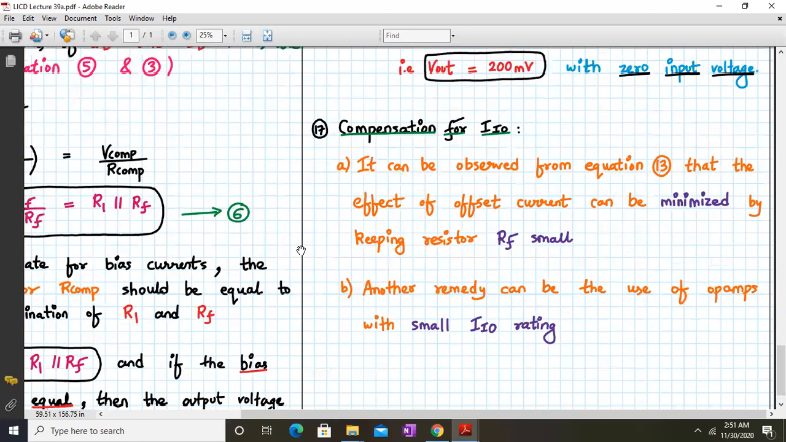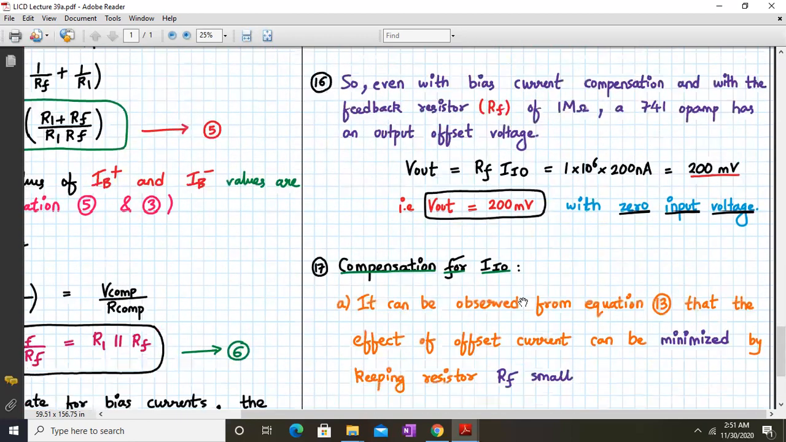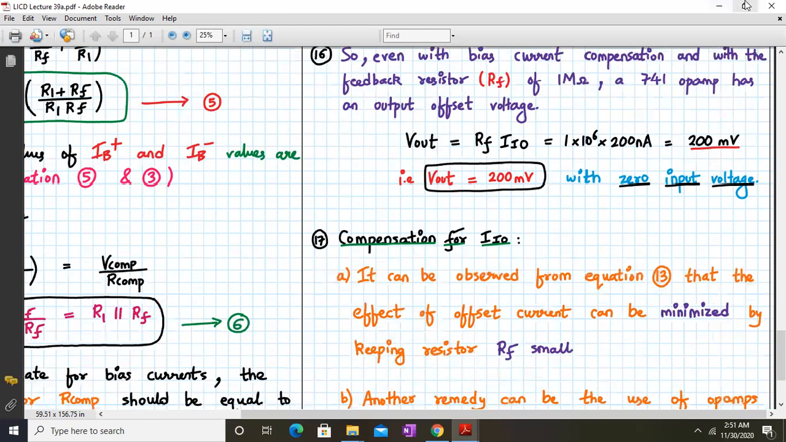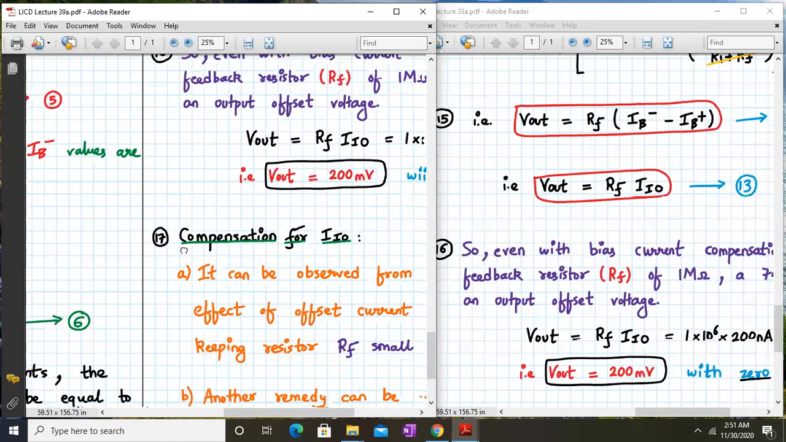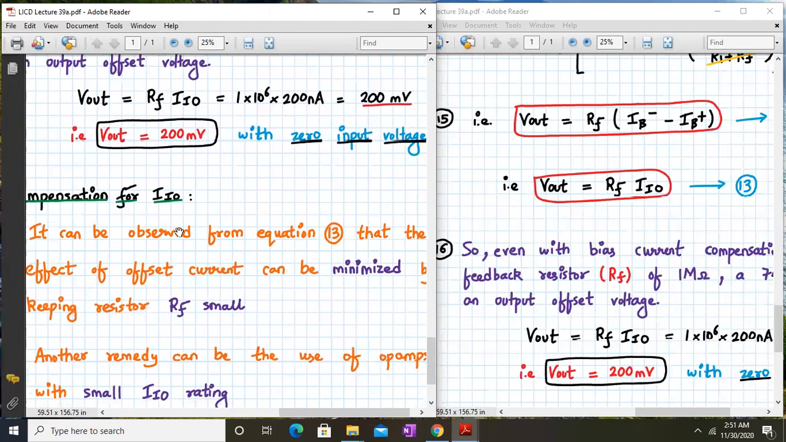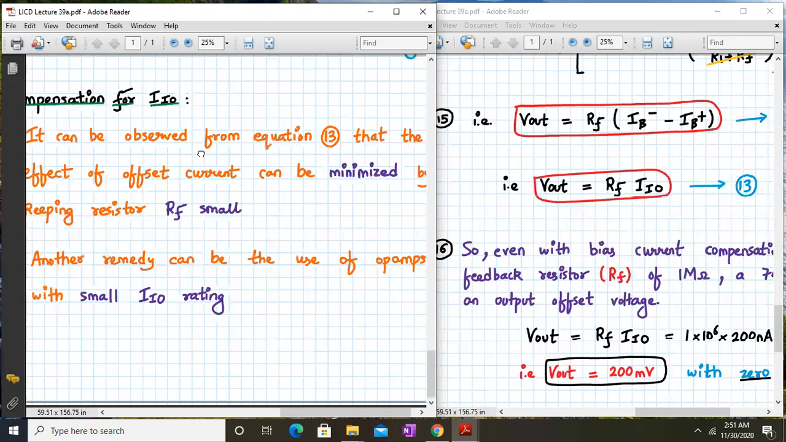So the compensation for the input offset current can be observed from equation number 13. Let me go back to equation number 13. Yes, this is 13. It can be observed from equation number 13 that the effect of offset current can be minimized by keeping the resistor value RF very, very small. Another remedy is to use an op amp with a smaller input offset current rating, that is the IIO rating which you see in the data sheet. So if you find a better op amp with a better IIO rating, you can select that to avoid this effect.